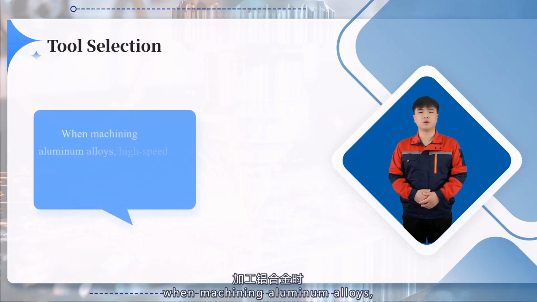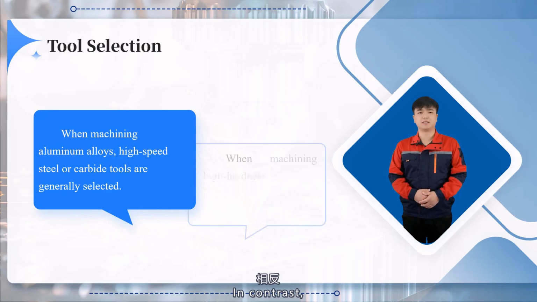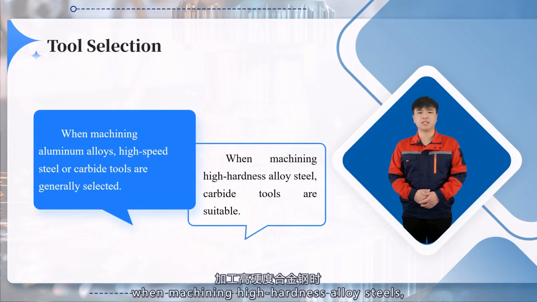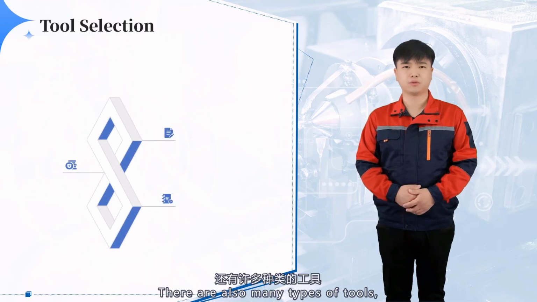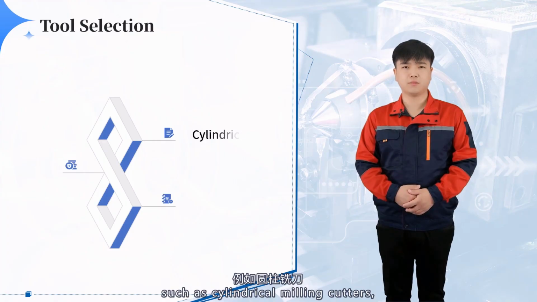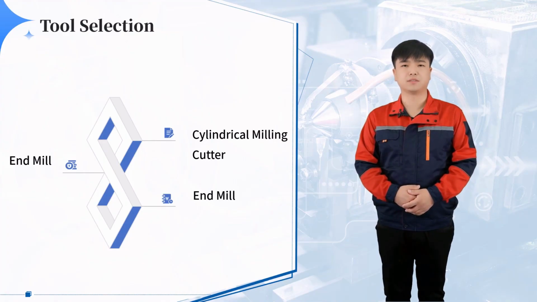For instance, when machining aluminum alloys, high-speed steel or carbide tools are generally selected. In contrast, when machining high-hardness alloy steels, carbide tools are more suitable. There are also many types of tools, such as cylindrical milling cutters, end mills, and vertical milling cutters.